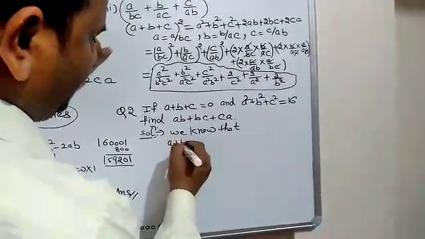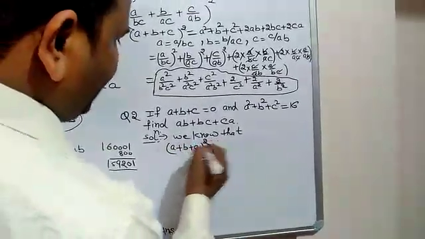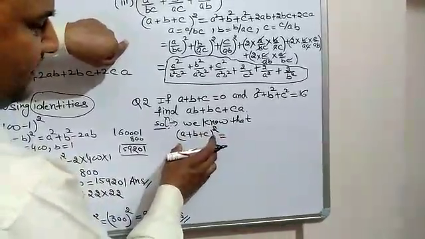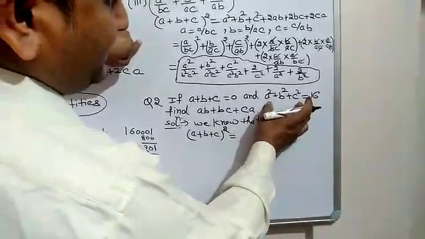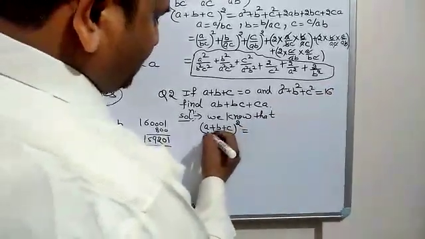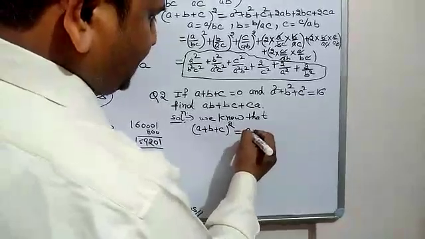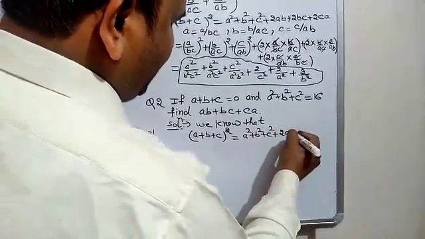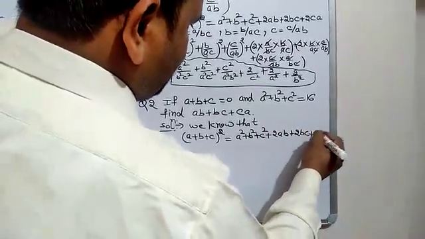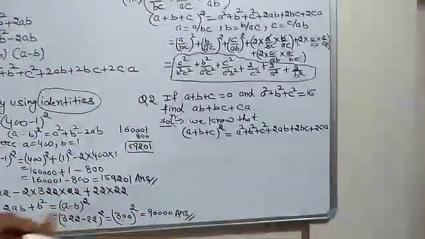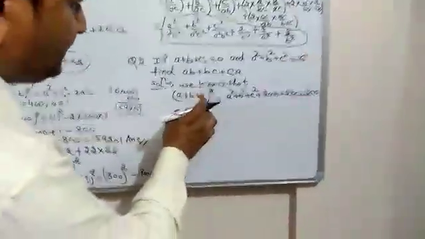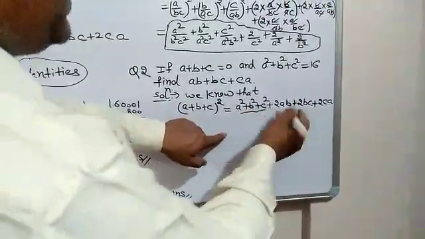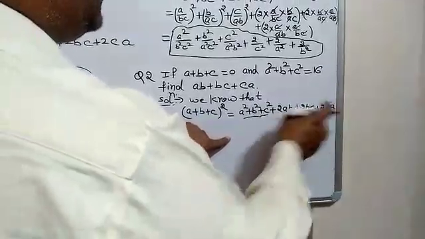(a plus b plus c) whole square. Why am I using this formula? If I write this formula or identity, I can use this value of a square plus b square plus c square. So the formula (a plus b plus c) whole square is equal to a square plus b square plus c square plus 2ab plus 2bc plus 2ca. So see how we can use our values. See, a plus b plus c is 0. We can use this value, and we also use this value, but 2ab, 2bc, 2ca we do not have.